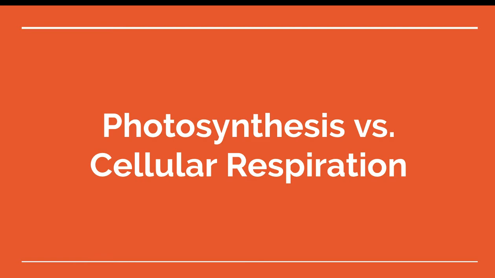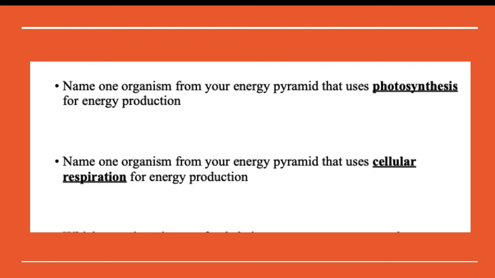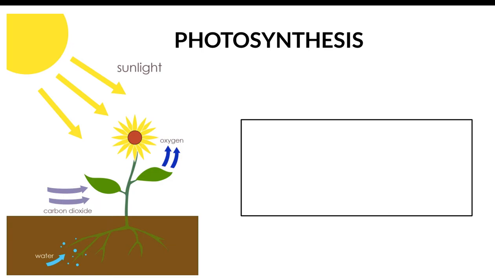Okay, so let's move on to photosynthesis and cellular respiration. First of all, you've got your notes, so take those out, and then I want you to take a look at the second bullet. It says name one organism from your energy pyramid that uses photosynthesis for energy production. So let's go ahead and review photosynthesis.